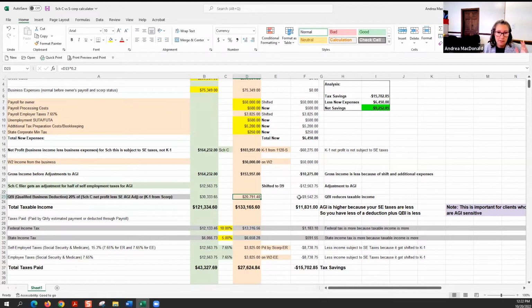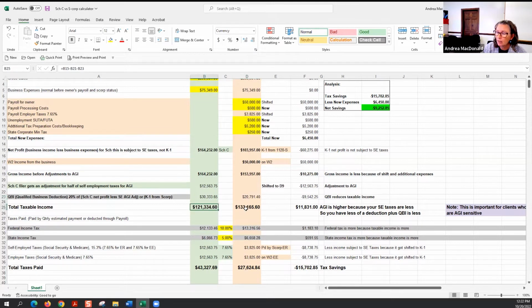So yes, they're going to save self-employment tax, but unless you're over a certain amount of income, what they lose in QBI, which is 20%, could be more than what they save in self-employment tax, which is 15.3%. So it's important to make this evaluation.